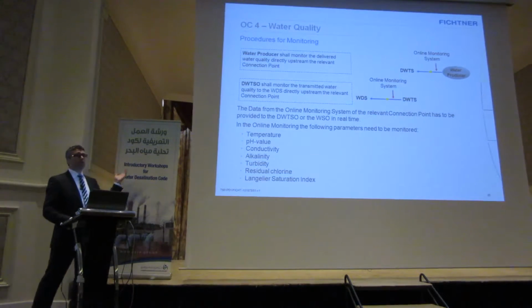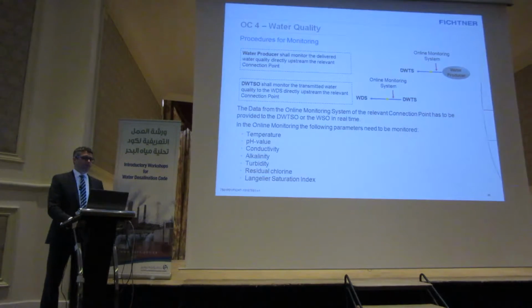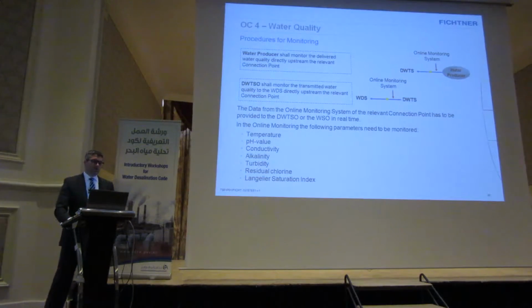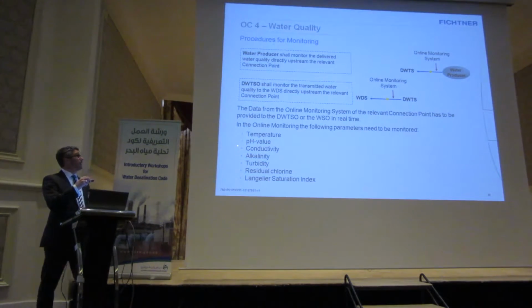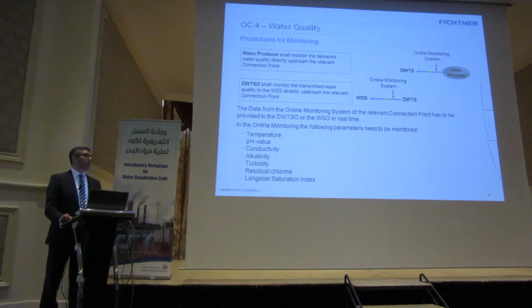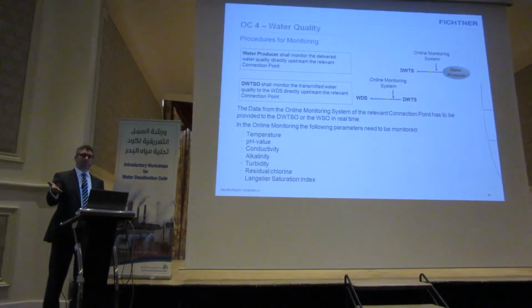The water producers shall continuously monitor the quality of the delivered water directly upstream of the connection point. The TSO shall monitor the transmitted water which is supplied to the water distribution system directly upstream of the relevant connection points to the distribution system. The main parameters for online monitoring are stated here below: temperature, pH, conductivity, alkalinity, turbidity, residual chlorine, and LSI. This is also mentioned in the connection code, that this equipment must be there in order to monitor all these parameters online.